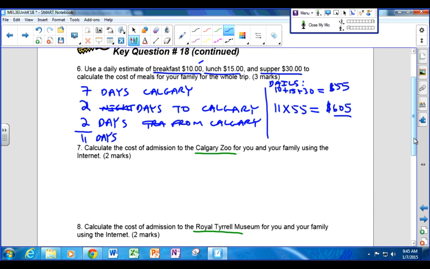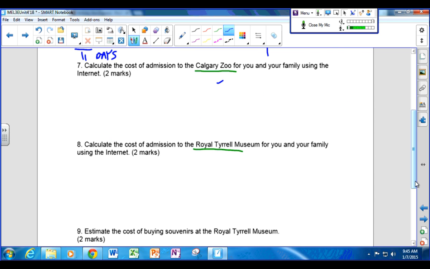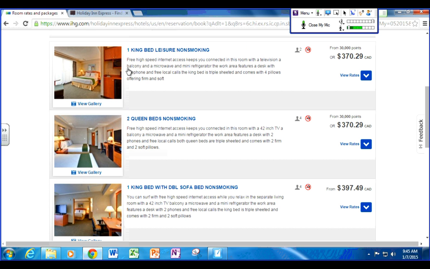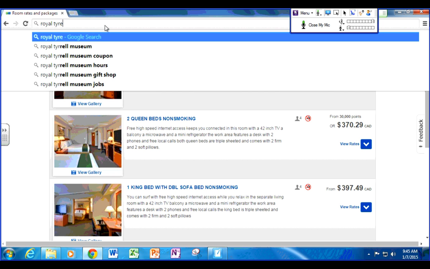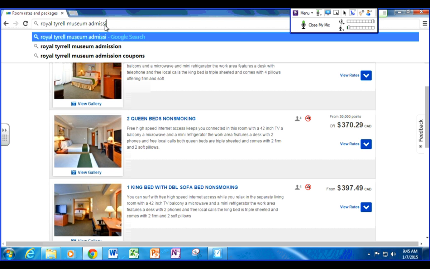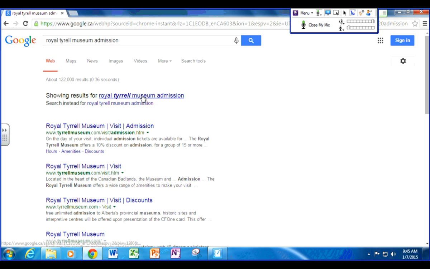Now, calculate the cost of admission to Calgary Zoo. Okay, you can do that. I'll let you do that. This one, Royal Tyrrell Museum, I'll show you that one. Because remember, we worked out it's going to cost us $25 to drive there and back, but how much does it cost to actually go there? And while we're at it, we will also work out to see if it costs to park there. Okay. All right. So Royal Tyrrell admission. Okay, I think I mistyped it.